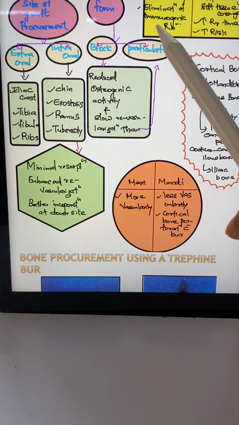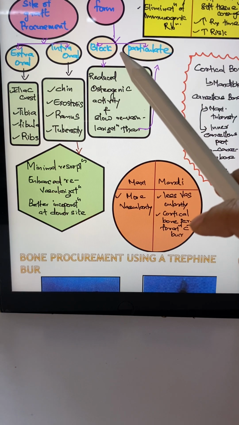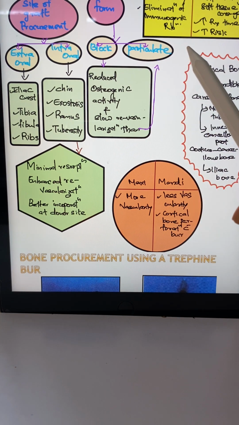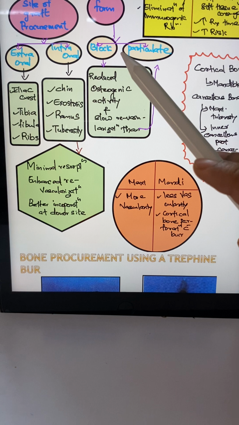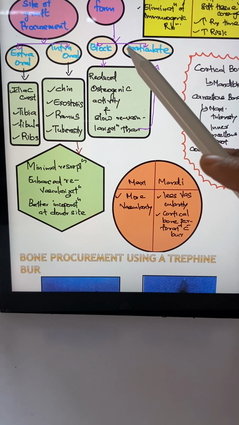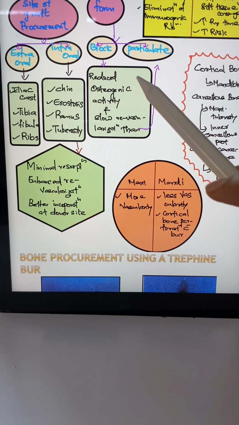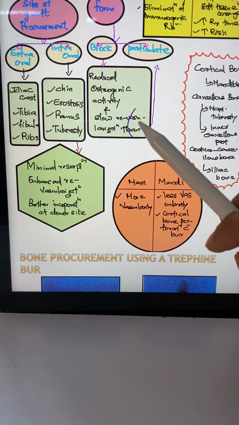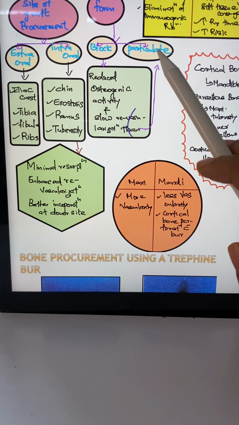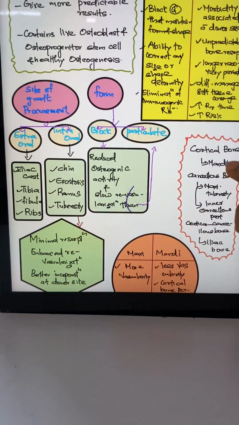And we need to understand the forms. We can take it as a block or as particulate matter. And if you take the graft in block form, what are the disadvantages? It reduces the osteogenic activity and has slower revascularization than the particulate matter. So this is about autograft.